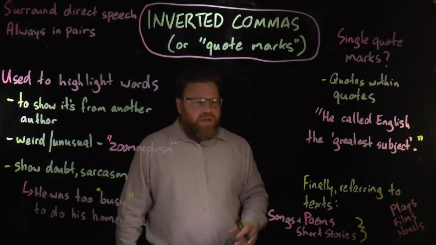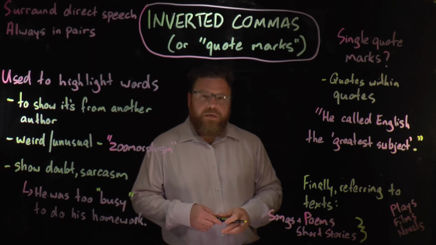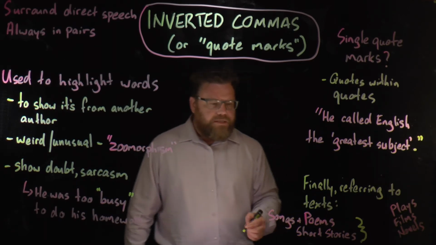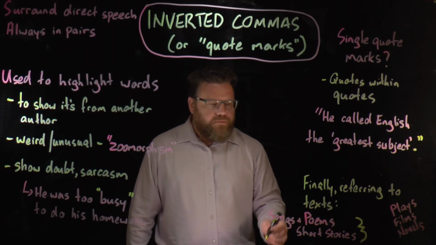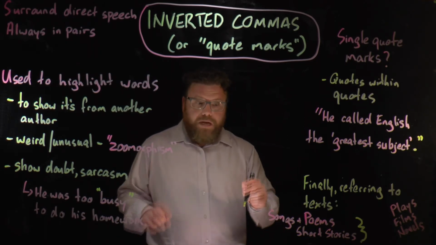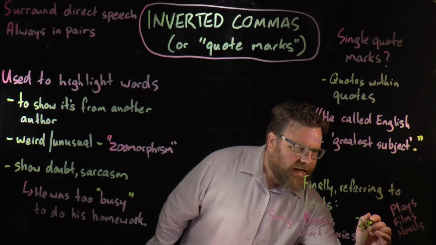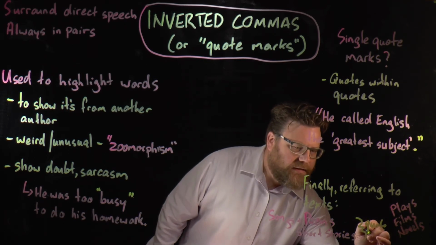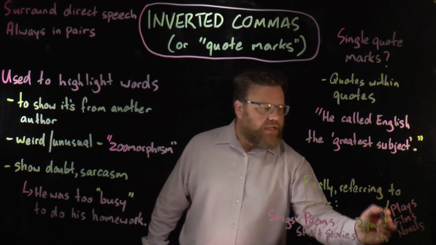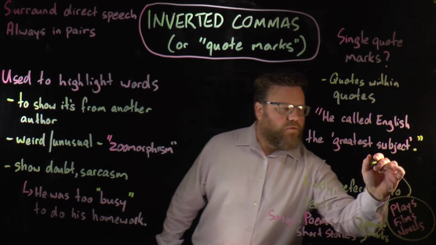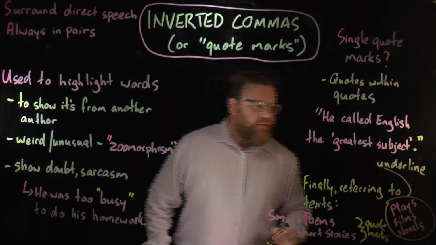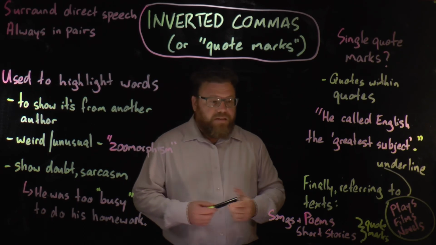And lastly, how we refer to texts, because sometimes we use quote marks there. The rule, at least at our school, is for songs and poems and short stories, we use quote marks. So quote marks are how we refer to these things. Whereas for plays, films and novels, the rule is that we underline. Okay, so that's in essays and any other form of writing.